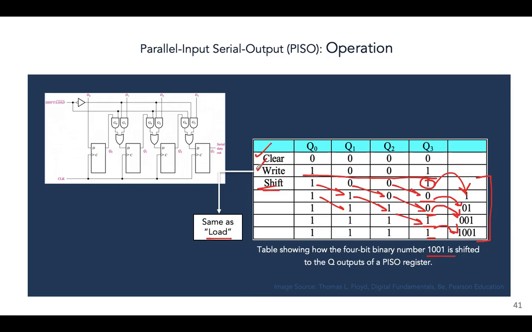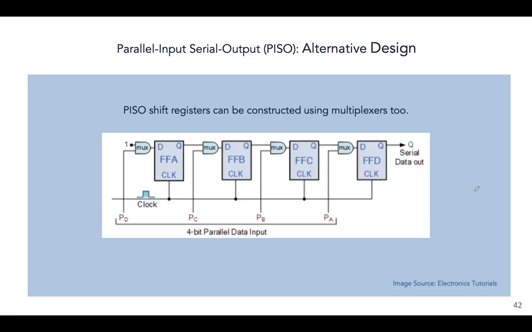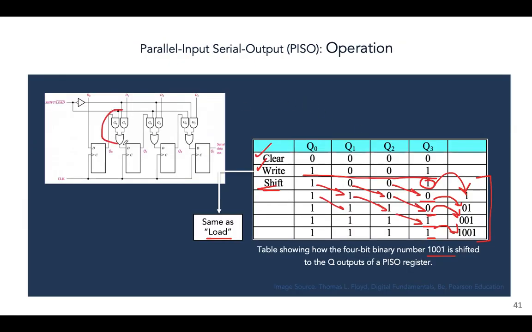So the writing or the loading happens all at the same time, but the reading out of the data is done with the help of shifting. All right. So now, before moving on. So far we have seen that we have designed this PISO register using this system of gates, right?